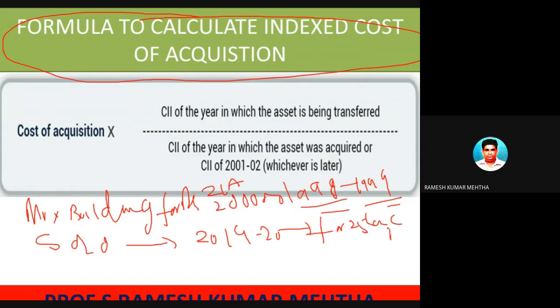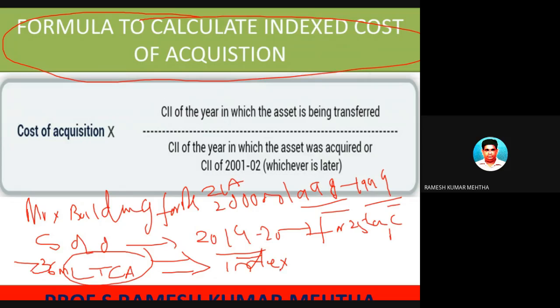Now, please remember the number of years this particular asset was acquired and before it is sold, because we want to find out the holding period. The holding period is from 1999 to 2020. He has held this asset for more than 36 months, so it is a long-term capital asset. For a long-term capital asset, we have to apply indexation.